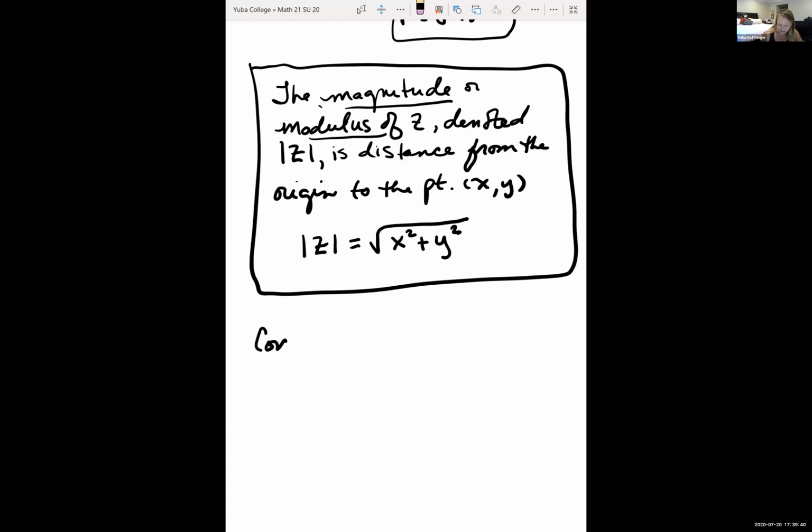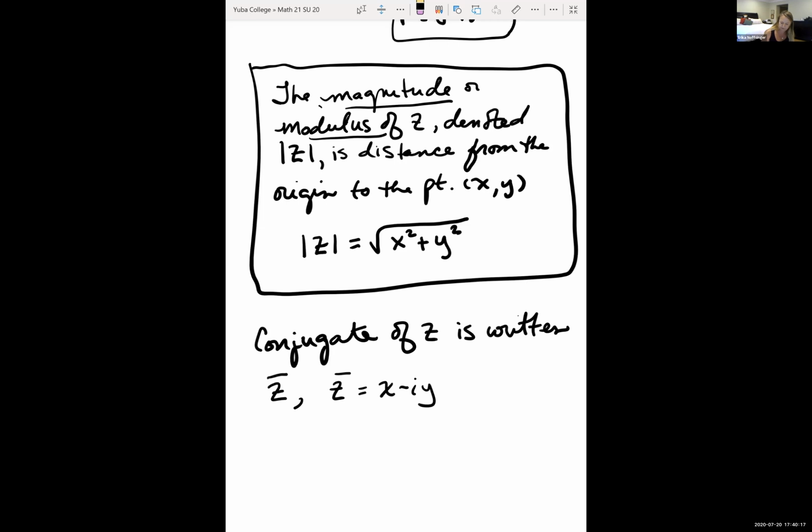The conjugate of z is written as the following. It looks like z with a horizontal line right above it, and it's equal to, remember the conjugate is just the sign change, so this would be x minus iy, where again z was equal to x plus iy.